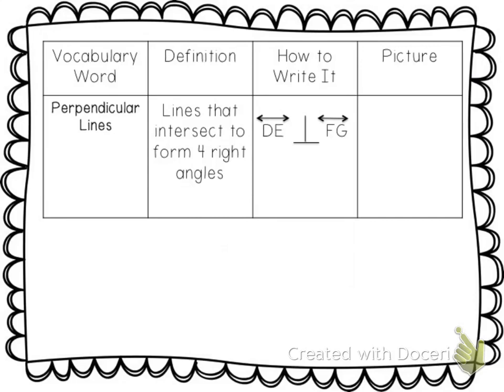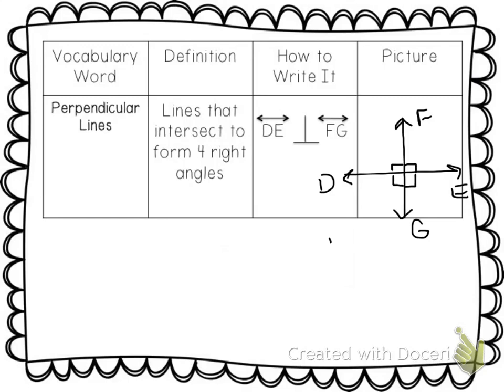Next we have perpendicular lines. Perpendicular lines are lines that intersect to form 4 right angles. So if we have a line going up and down and a line going left to right, and we labeled these, so let's say this is line DE and this is line FG. These lines would be perpendicular because right here where they cross, where they intersect, each side of that is a right angle, makes a square corner.